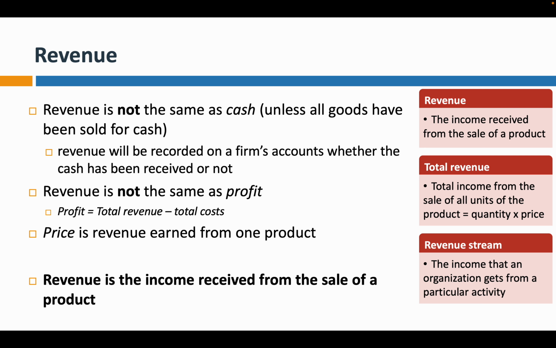And the last definition is revenue stream. As an organization, we can be doing different activities, selling different products, and the income that we receive from the sale of a particular product is one revenue stream. We can be selling multiple products and therefore have multiple revenue streams. There are both benefits and drawbacks to that, but we're going to discuss that in a few minutes.